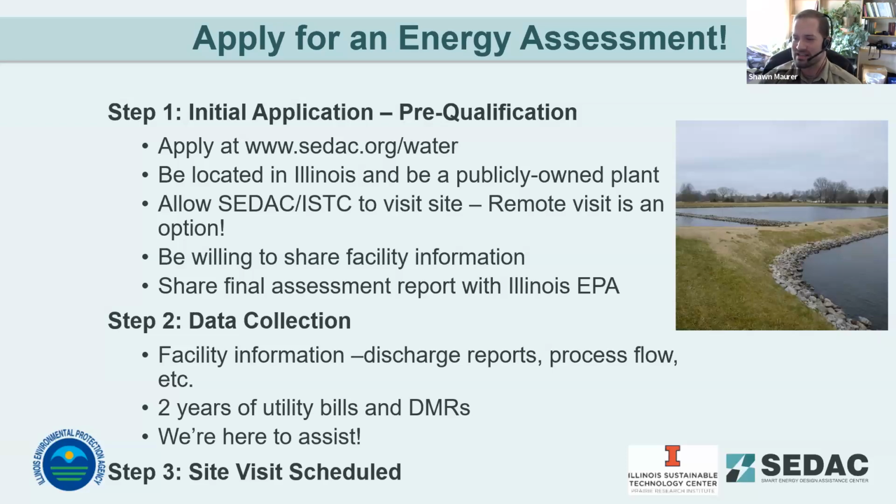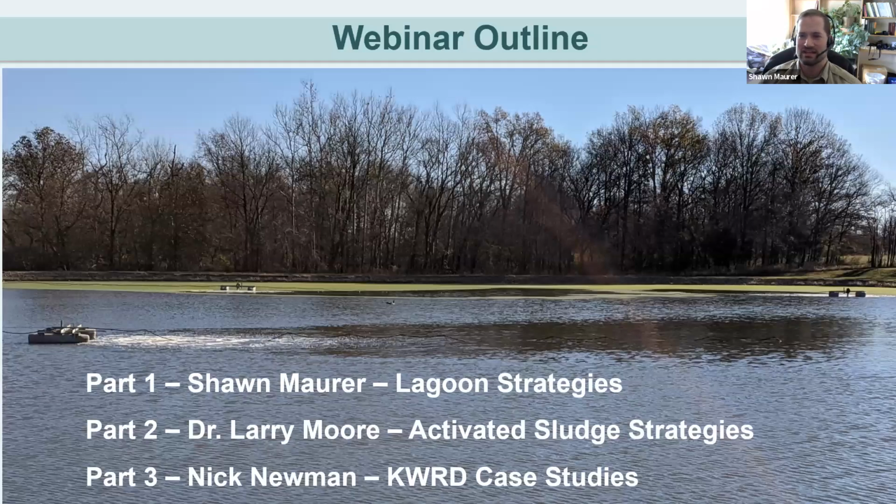The second step is data collection. We'll jump on a call with you, go over some detailed information about your facility. We'll gather utility information and your DMRs. We try to make that as easy and painless as possible for you. So if we can pull any of that information ourselves, we'll do that. For most of the utilities, we can pull those bills. We just need the account number, and we can pull DMRs ourselves from the EPA's online database. And then we schedule the site visit, come out. Generally takes us a couple hours on site. We'll be taking pictures of the process, documenting what's going on.